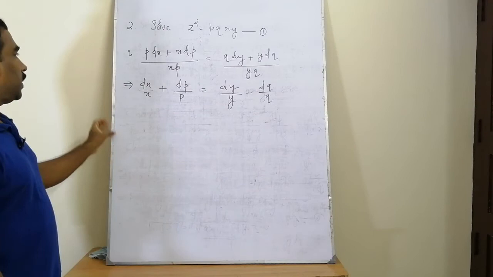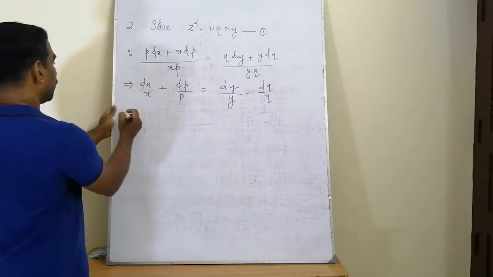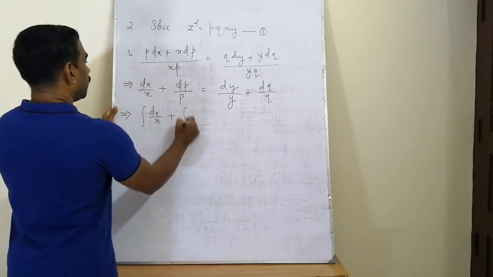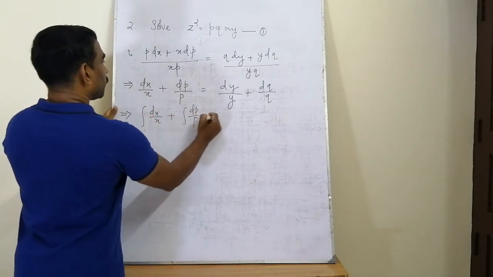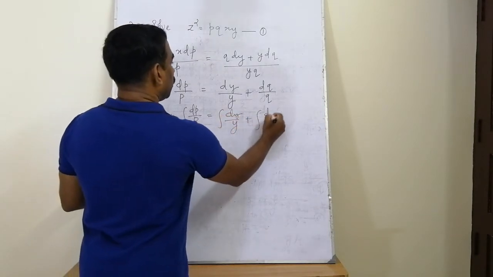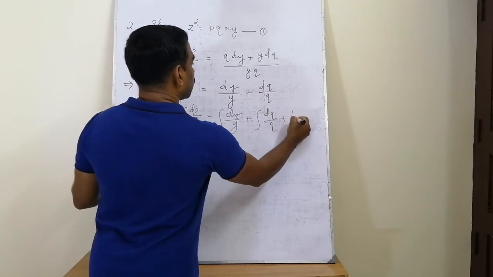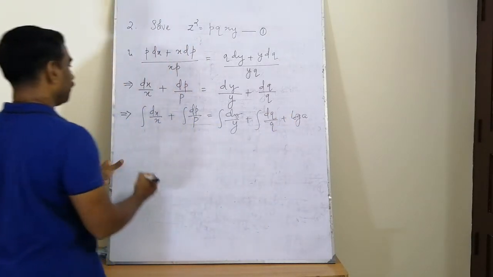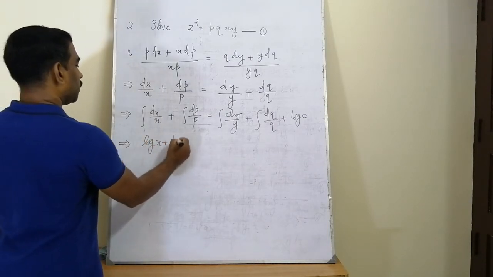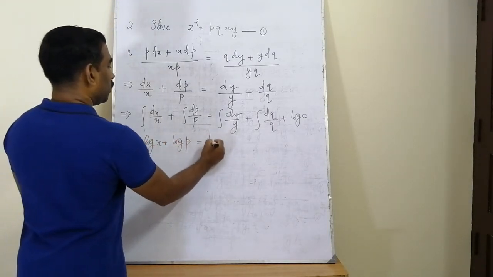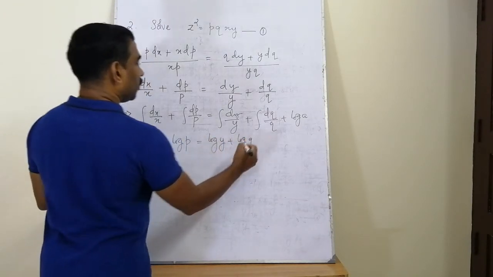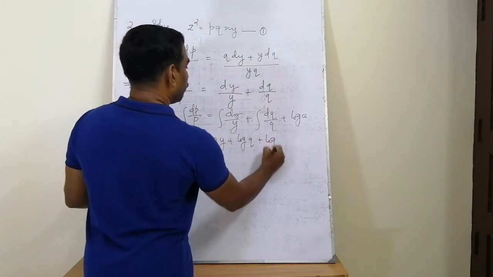So that will result in a direct separable format, and integrating both sides, integral dx by x plus integral dp by p is equal to integral dy by y plus integral dq divided by q plus some constant of integration, say log a. So that is integral dx by x is log x plus log p is equal to log y plus log q plus log a.